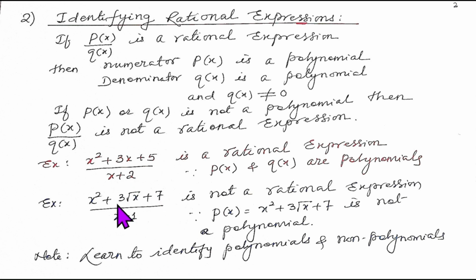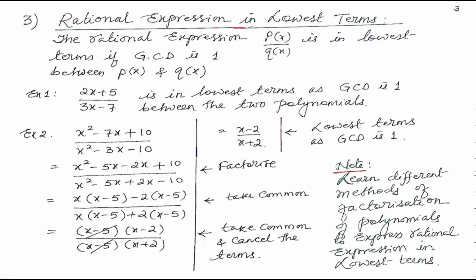Now, if you see the second example, p(x), that is x square plus 3 root x plus 7, is not a polynomial because root x is x raised to half, therefore it does not obey the definition of a polynomial. Therefore x square plus 3 root x plus 7 divided by x plus 1 is not a rational expression. Here in rational expressions, it is important for us to learn how to identify polynomials and non-polynomials.